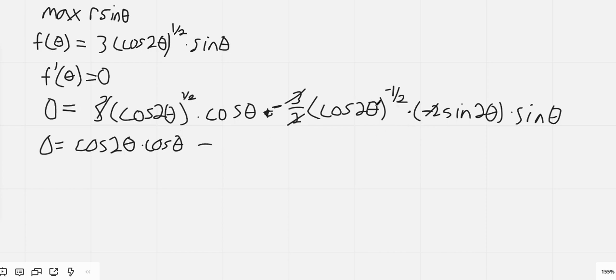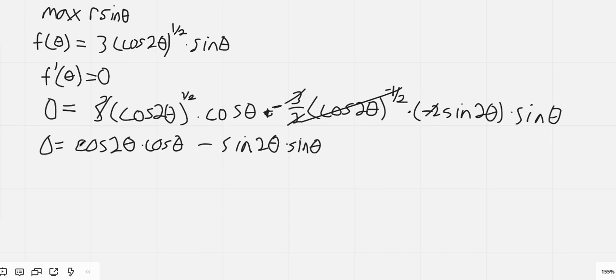minus, and then when we multiply this term, this is the inverse square root, so we're multiplying something by 1 over something, and provided that that something is not 0, we can just say that it cancels out. So the whole purpose was to get rid of this term, and now we have minus sine of 2 theta times sine of theta.